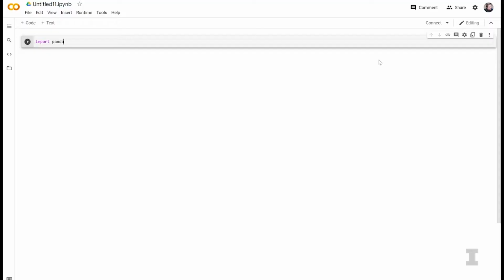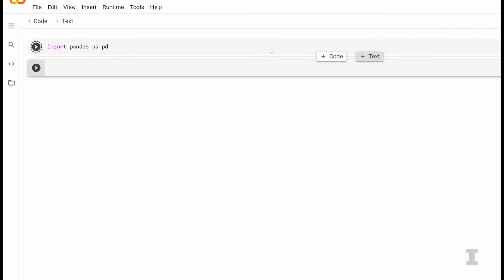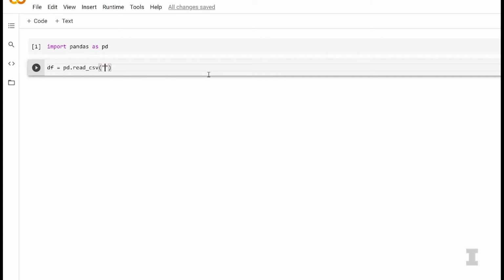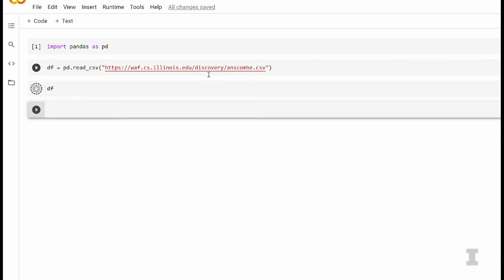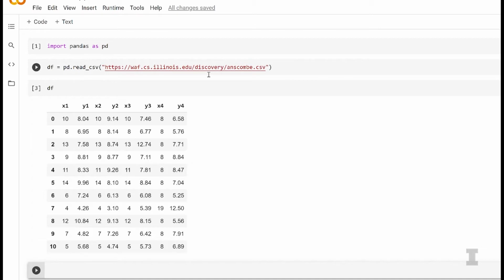So we're going to go ahead and load each of the four data sets into Python. If you could do that for us, Wade. Awesome. I'm importing pandas as pd, and then df is equal to pd.read_csv of waf.cs.illinois.edu/discovery/anscombe.csv. And I'm going to test that I loaded it correctly, and I see a data set with 11 data points and x1, y1, x2, y2, x3, y3, and x4, y4. Perfect. That sounds exactly like the quartet.